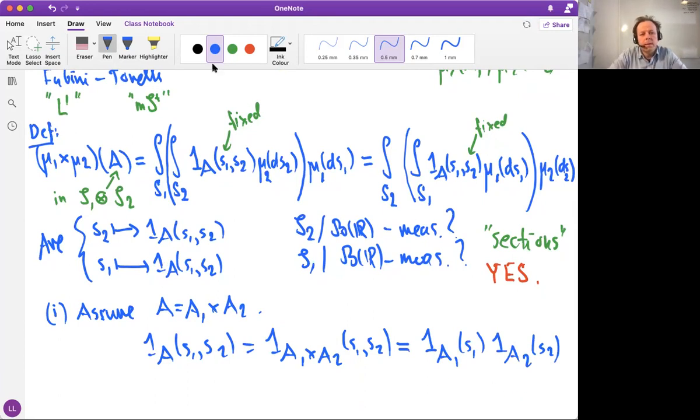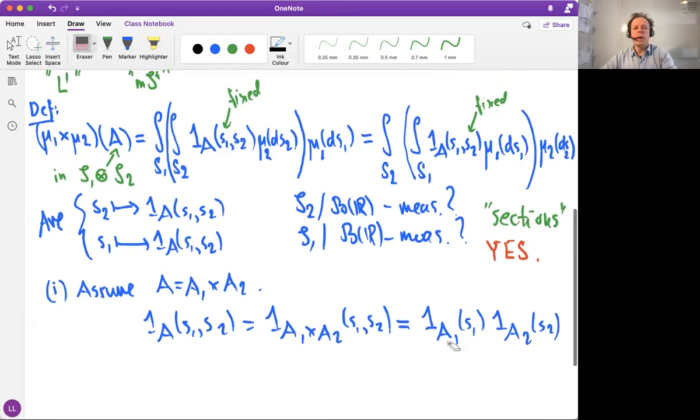And now if you fix, let's say we fix this one, think about this thing as a function of S2 only. Think about that A2 is a measurable set. So then of course that is measurable. And this is measurable as a function of S2 if S1 is fixed. On the other hand, if we fix S2, then we think, okay, this is a function only of S1. So then this is a constant times a function of S1, and this is a measurable set A1. So again, we have an indicator of a measurable set now in space S1, and that's a measurable thing.